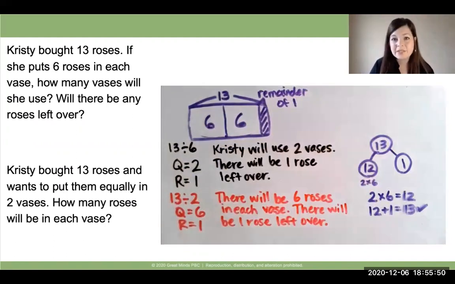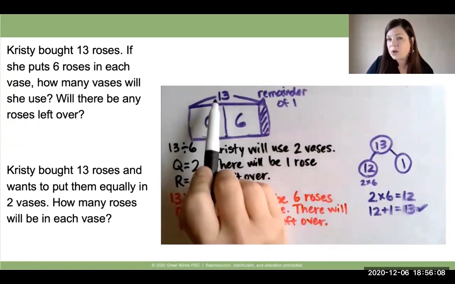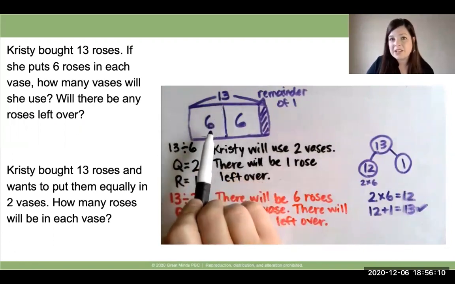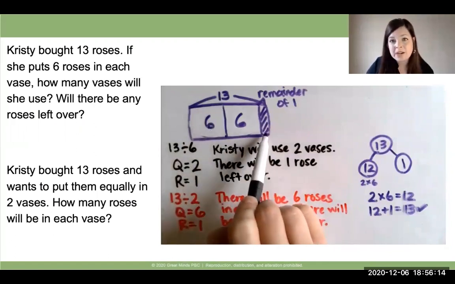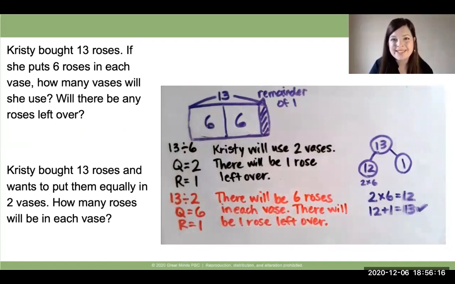Now, how does this tape diagram show that 13 divided by 6 has a quotient of 2 with a remainder of 1? Pause the video to explain your thinking. In the diagram, we can see that there's a total of 13 divided into 2 equal groups of 6, and then there's this much smaller part that represents the remainder of 1.